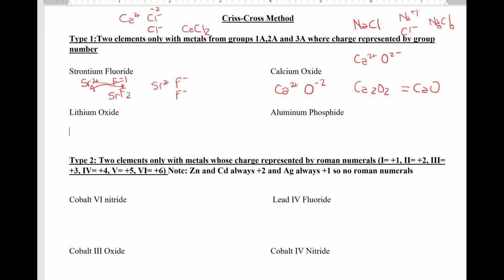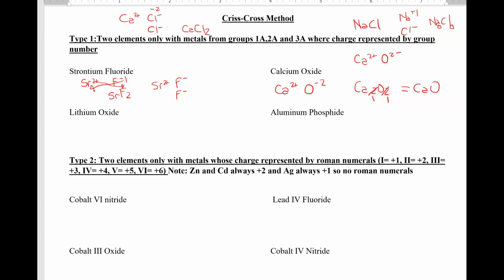So because of this situation, whenever the charges are identical but opposite, you could just put 1-to-1 and call it a day. Or the most important rule for writing these crisscross method formulas is that you have to reduce to the lowest common multiple. So the lowest common multiple for 2 is 1. So you would actually sit there, reduce this down to 1 and 1. So either way would work, but remember this whole reduction thing is going to come back a little later.